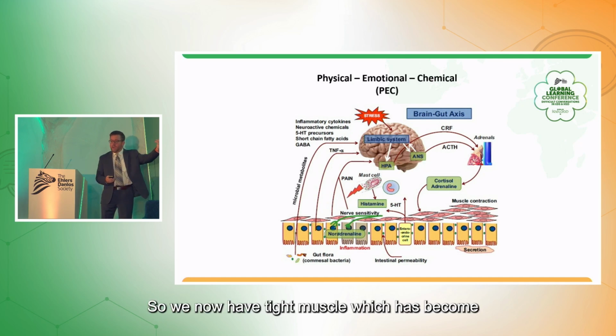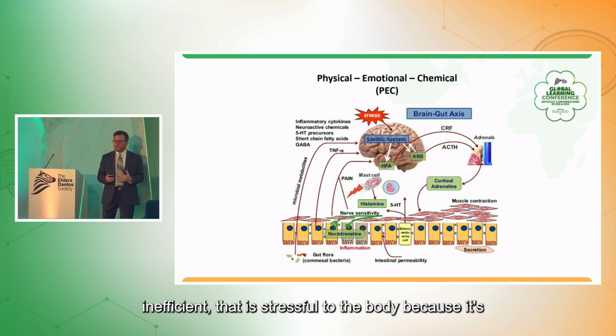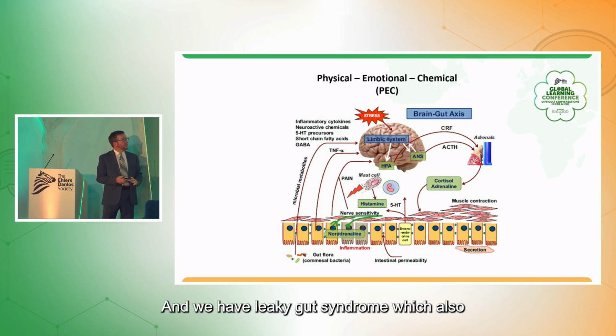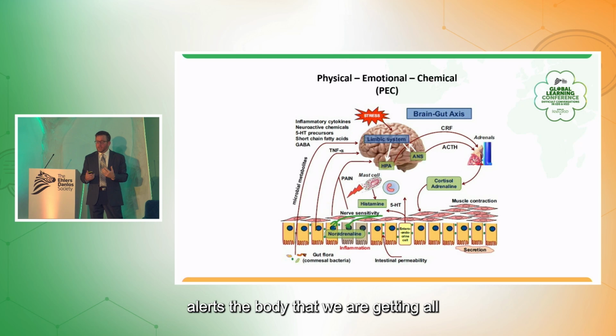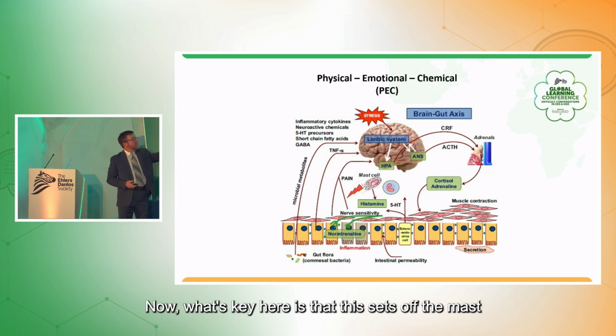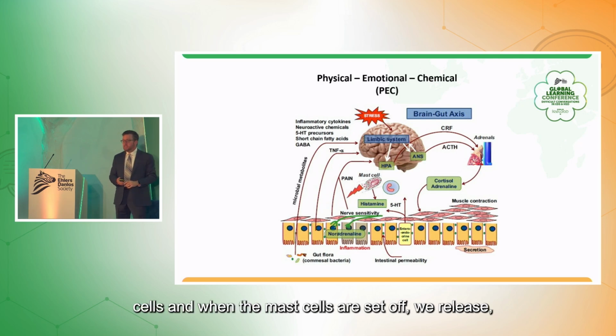So we now have tight muscle, which has become inefficient. That is stressful to the body because it's not supporting the joints like they're supposed to. And we have leaky gut syndrome, which also alerts the body that we are getting all sorts of invaders into our bloodstream. Now what's key here is that this sets off the mast cells.